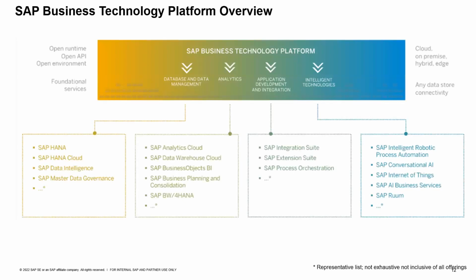So this slide represents the 4 pillars of SAP BTP. So let's summarize them. So first is the database and the data management part. So databases and data management products are at the core of SAP BTP. You can manage, govern, integrate, and analyze your enterprise data to help your company make smart business decisions.